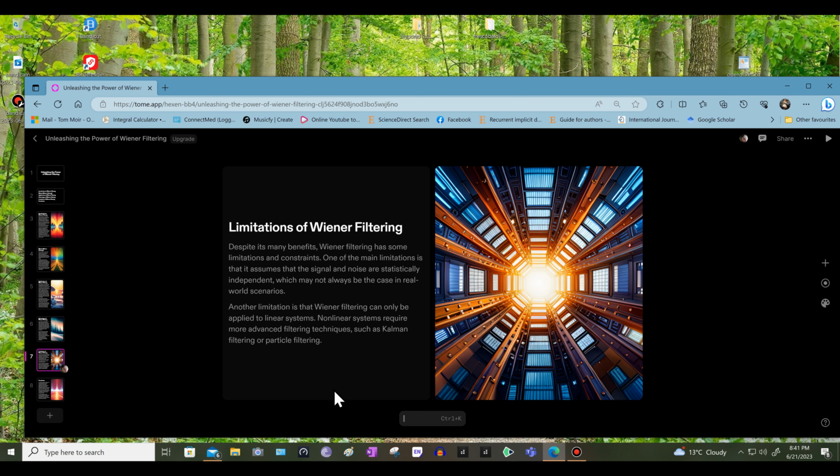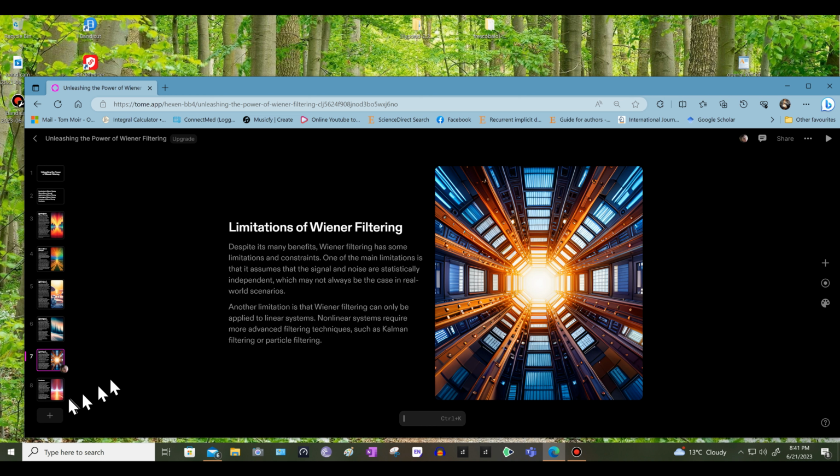Another limitation is that Wiener filtering can only be applied to linear systems. That's true. Well, it's a linear theory. Nonlinear systems require more advanced filtering techniques, such as Kalman filtering or particle filtering. And again, that's true, though there are adaptive style least mean square type algorithms which are nonlinear, kind of loosely based on Wiener's ideas. So it's not completely true, but it's pretty standard.